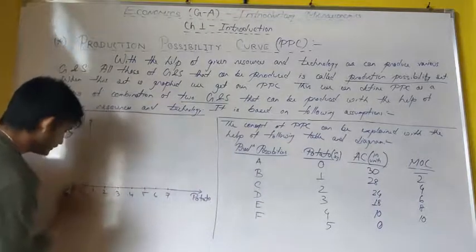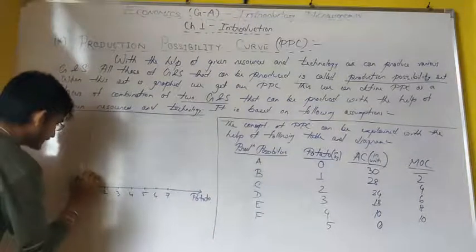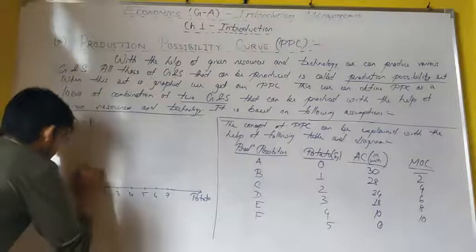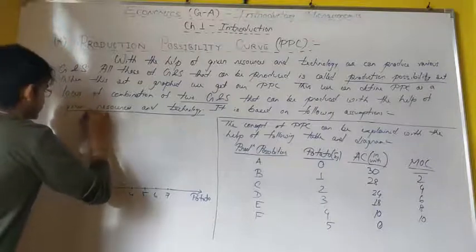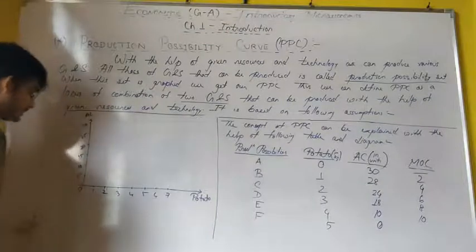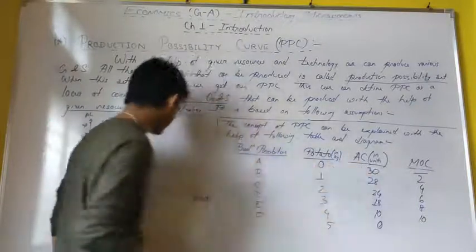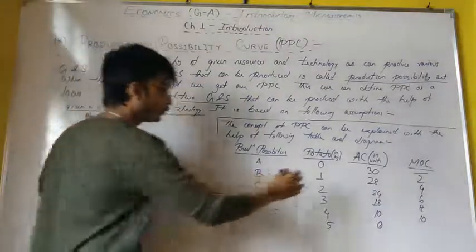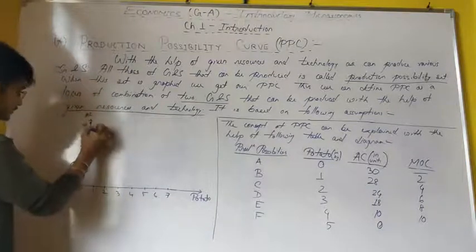So in this diagram, in the horizontal axis, we are measuring potato, and in the vertical axis, we will be measuring AC. So now let's put the combination. For the first combination A, we have to put 0 against 30. So 0, 30, this point. Then 28, 1, this point will be here somewhat below 30.